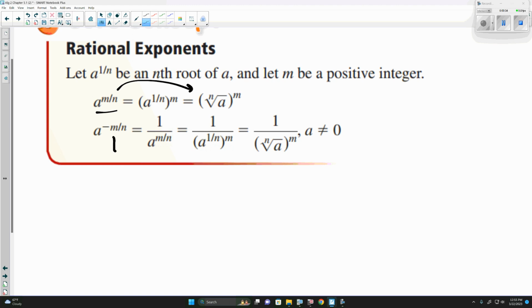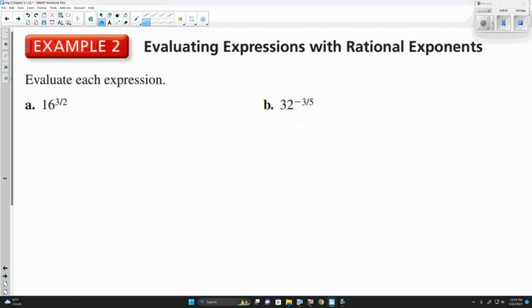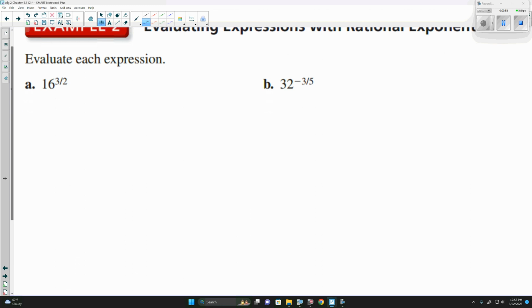Now a to the negative m over n, we can make the exponent positive by taking it from the numerator to the denominator, top to the bottom, which changes the sign of the exponent. Then do essentially the exact same thing and simplify it from here. So let's get an example of looking at this. The first one we have is 16 to the 3/2.